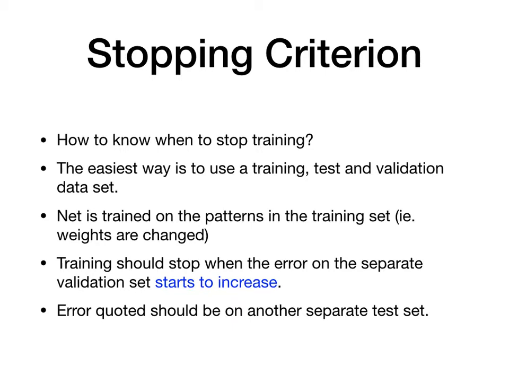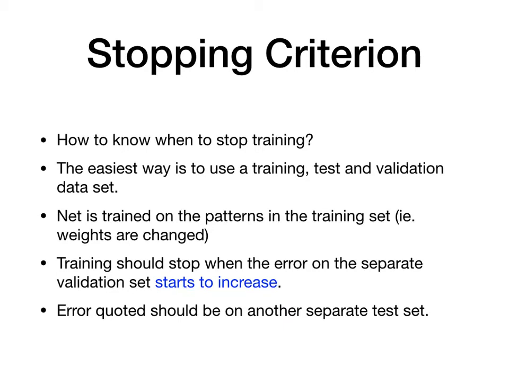So now we need to think about how we're going to stop the training. A lot of methods just run it for a fixed number of epochs. An epoch is when you show all of the patterns to the neural network. So going through all of the patterns in one go is one epoch. Sometimes people will stop after, say, 100 epochs or 200 epochs or 1,000 epochs.